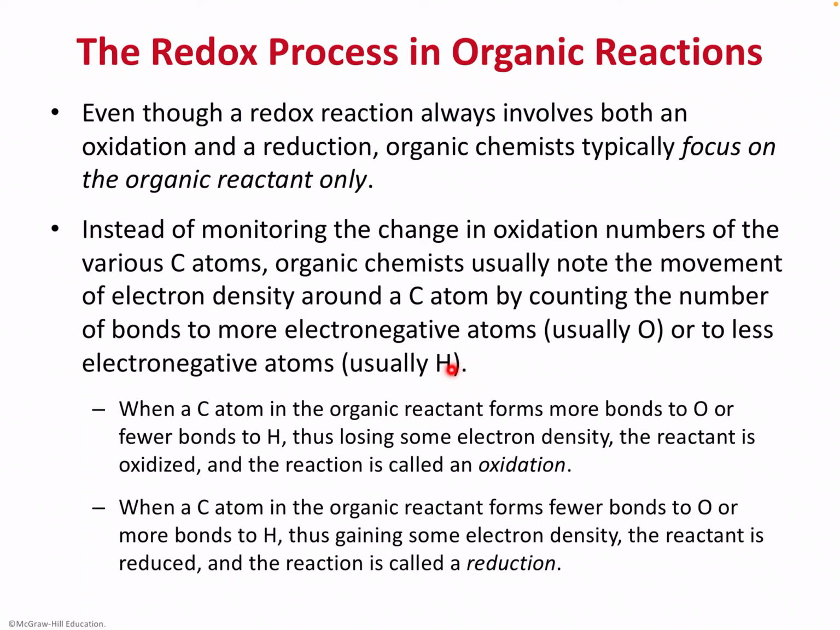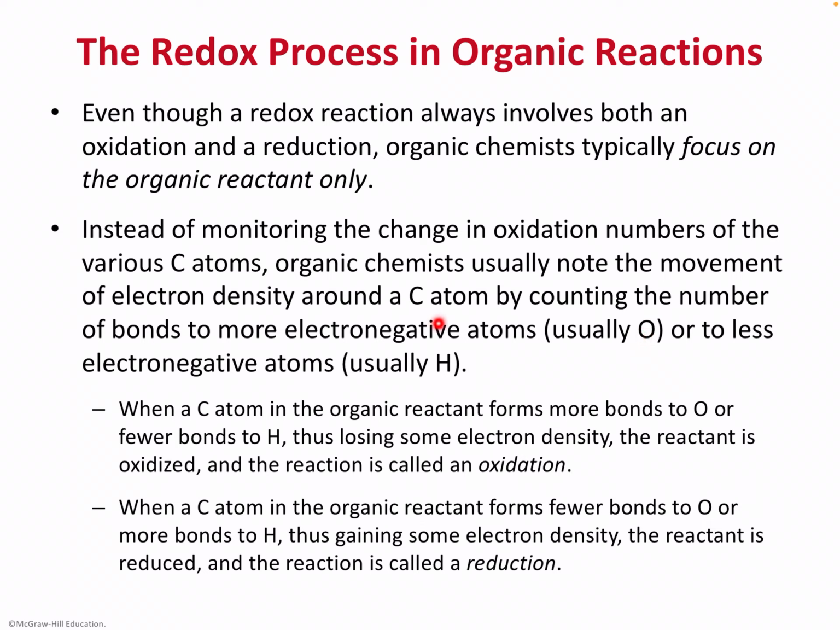We are not going to count the oxidation number of carbon. Instead, we're going to look at carbon and oxygen. If you take carbon and oxygen, oxygen is more electronegative. The more electronegative element will attract electrons towards itself, so the carbon will lose electron density. So when carbon is attached to oxygen, we say that it is oxidized.